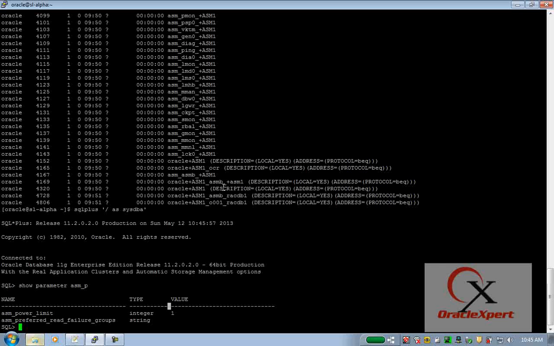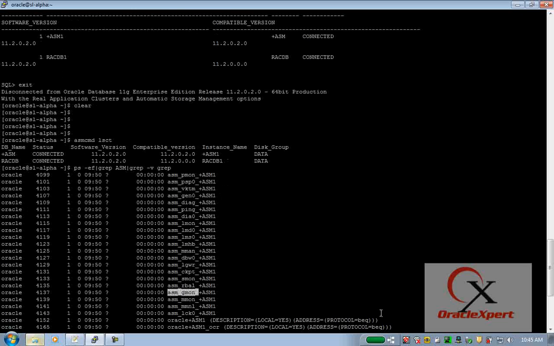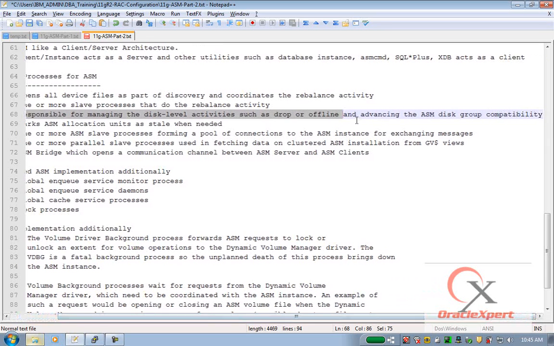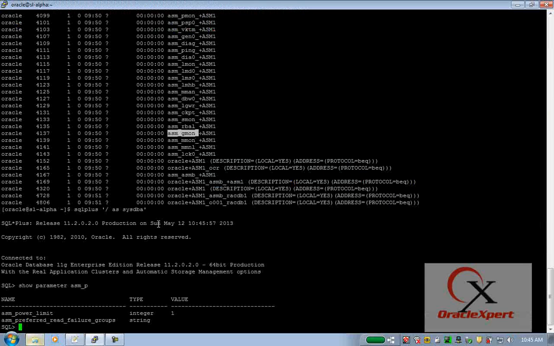GMON is a very ASM specific background process, and is responsible for managing the disk level activities such as dropping a disk, making a disk offline, or advancing the compatibility of a disk group. So each disk group would have three types of compatibility. Anyways, that's one of our discussions which is yet to happen. There is indeed an init parameter also for ASM.